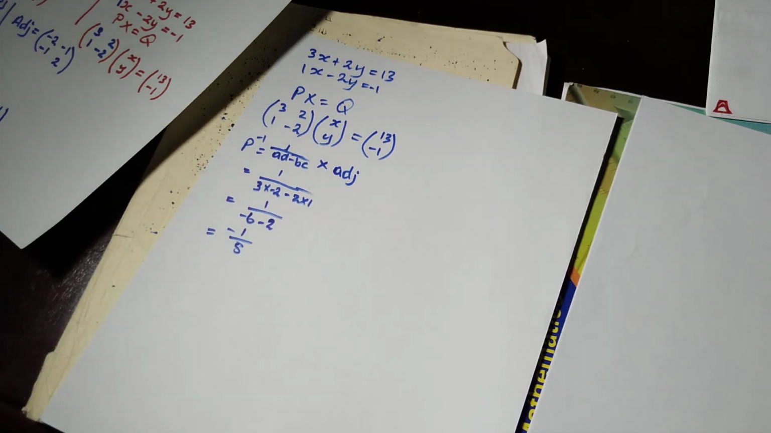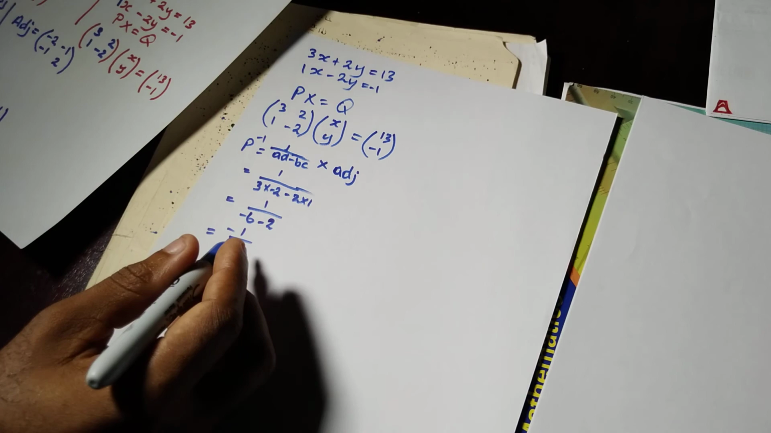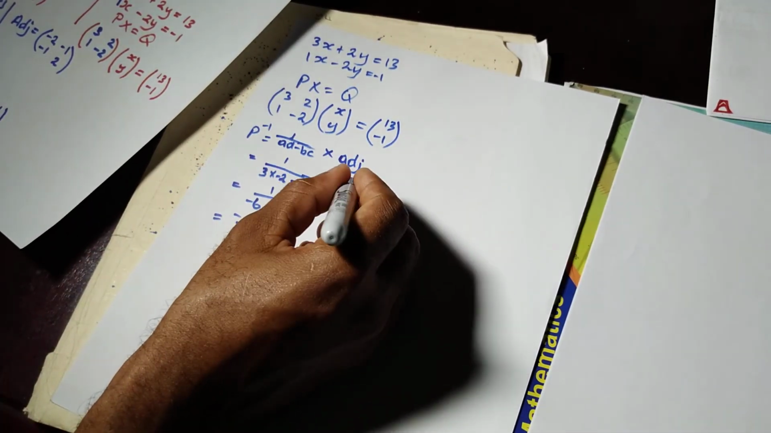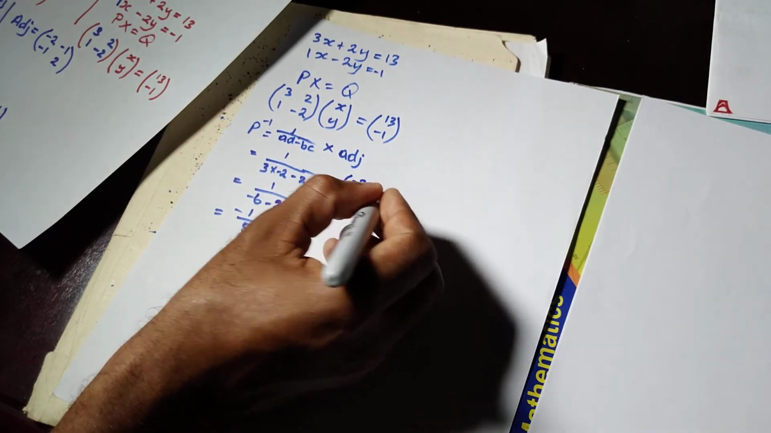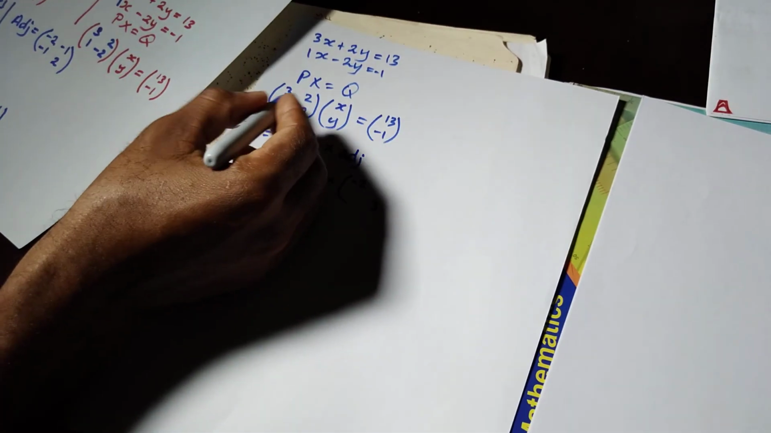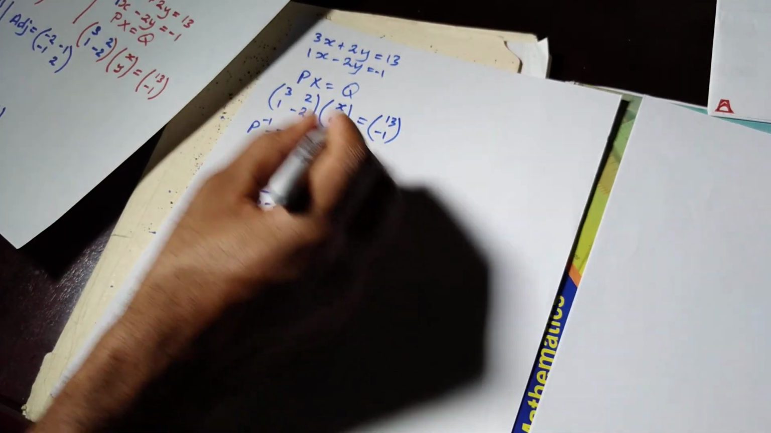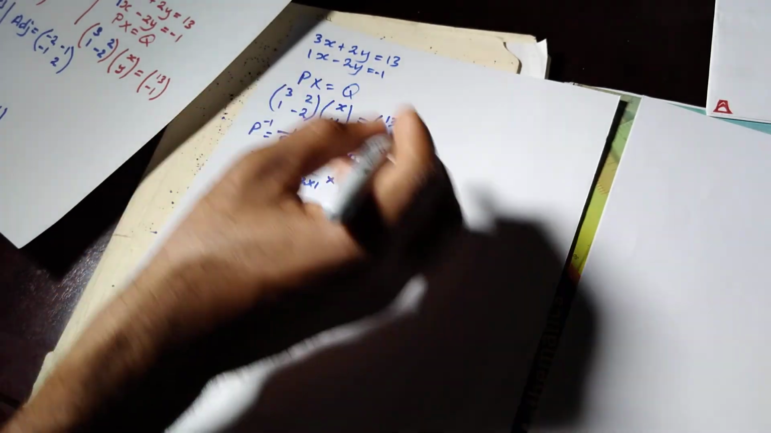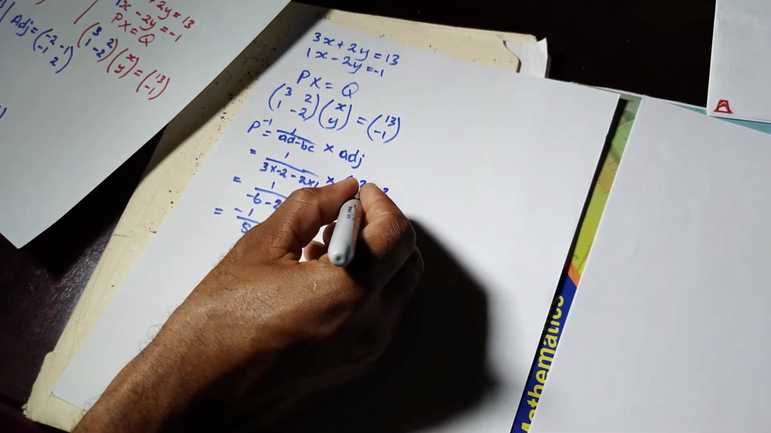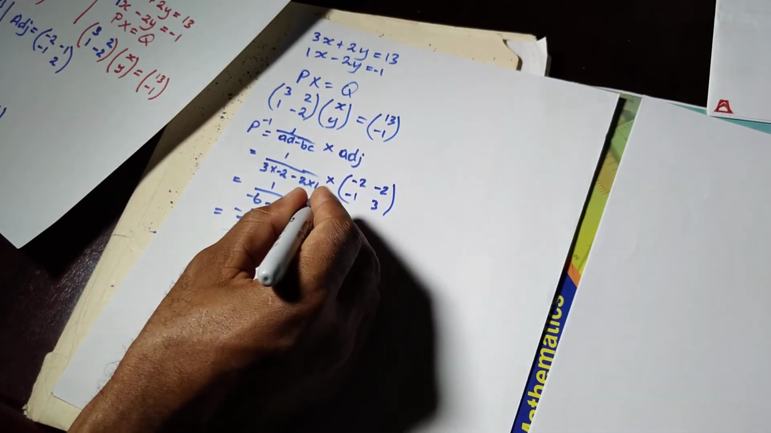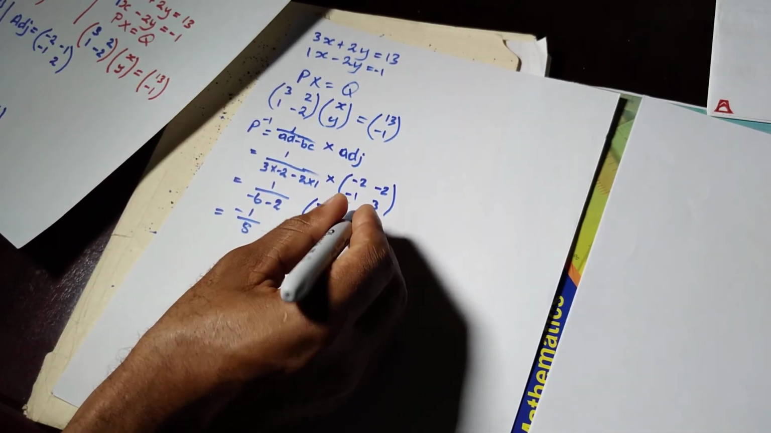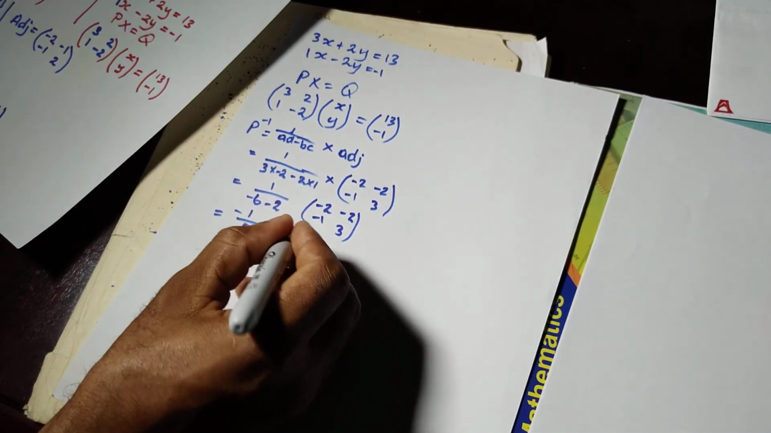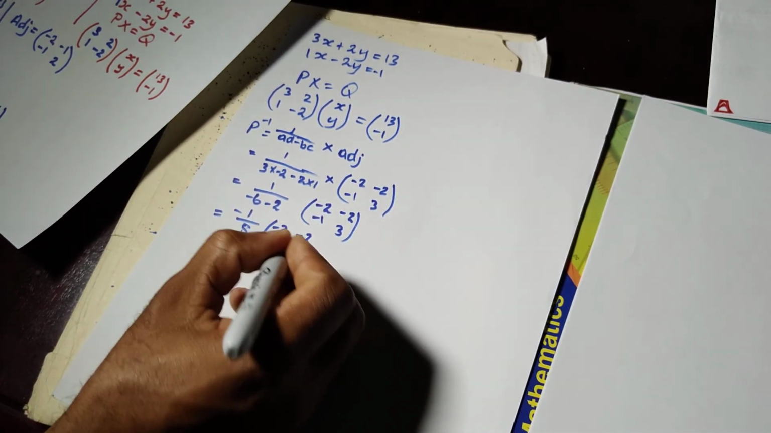Remember the negative sign, if it's at the top or the bottom, it doesn't matter. For the adjoint, I'm going to switch the values in the leading diagonal, so it's minus 2, 3, and change the signs on the values in the non-leading diagonal, so it's minus 2, minus 1. We just carry it down as we're going along. So that would represent our inverse.